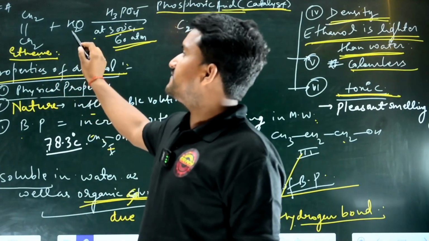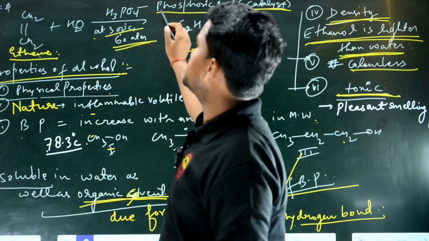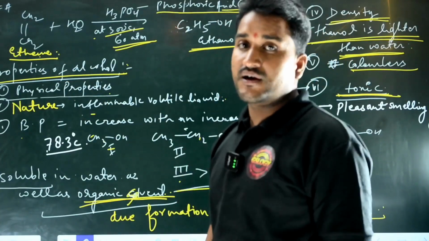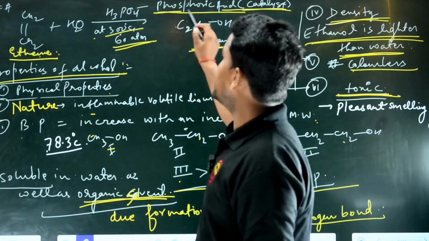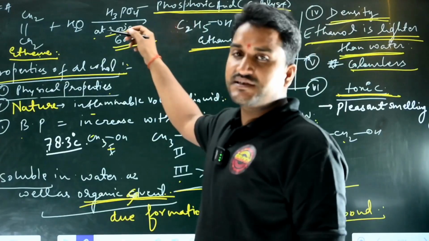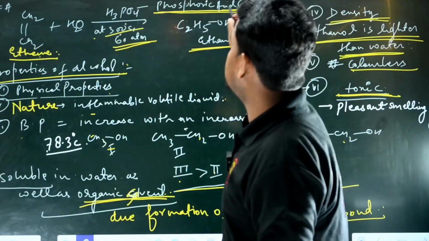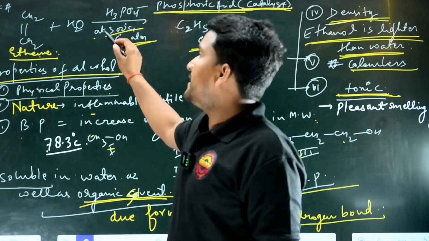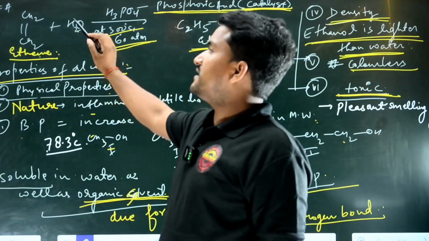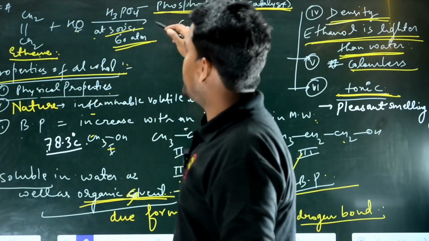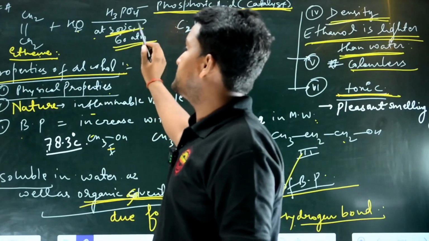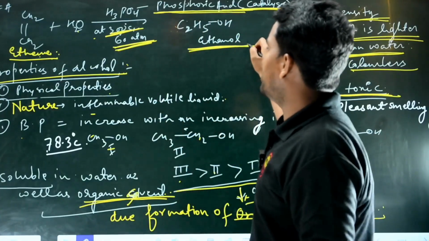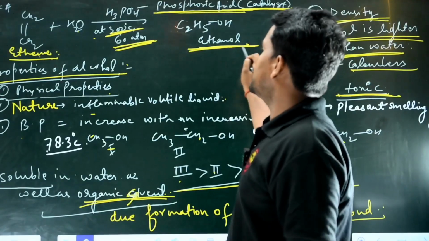When ethene reacts with water in the presence of H3PO4 — what is H3PO4? Phosphoric acid. In this reaction, phosphoric acid is considered a catalyst. When ethene reacts with H2O in the presence of phosphoric acid at 300 degrees Celsius and 60 atm pressure, what will it form? It will give ethanol.